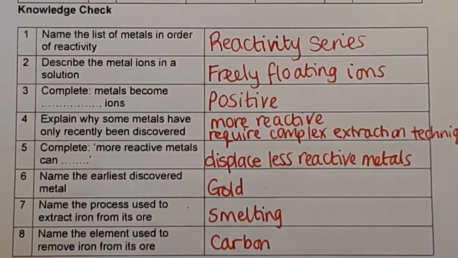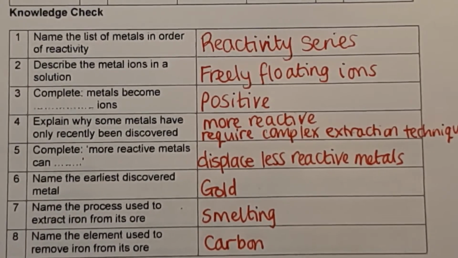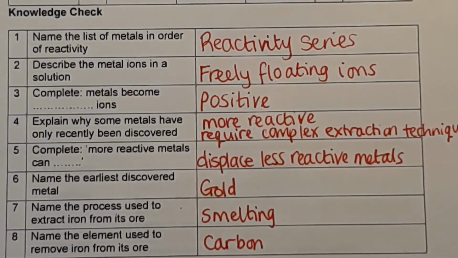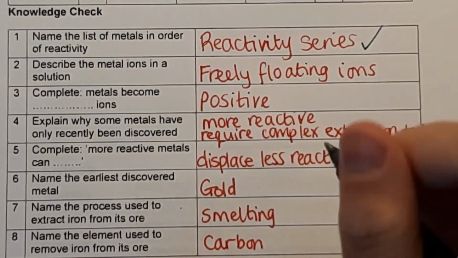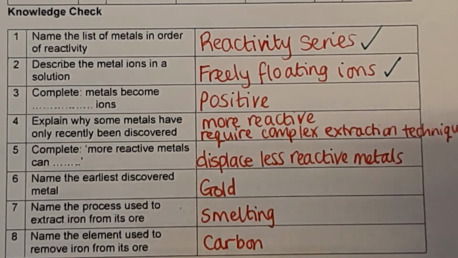Okay, let's go through those. Question 1. Name the list of metals in order of reactivity. Well, that's the reactivity series. Question 2, describe the metal ions in a solution. Well, we would describe them as freely floating ions or freely moving around, separate, anything like that.